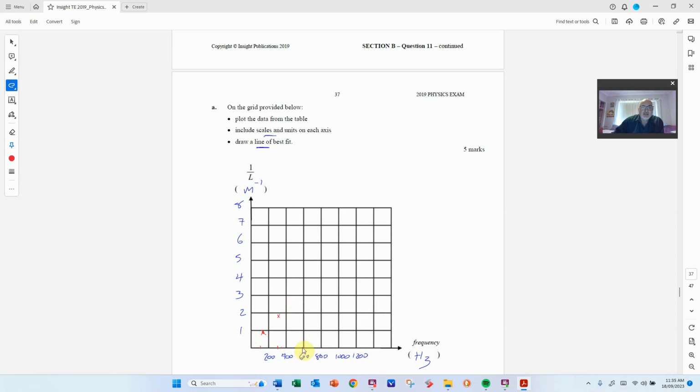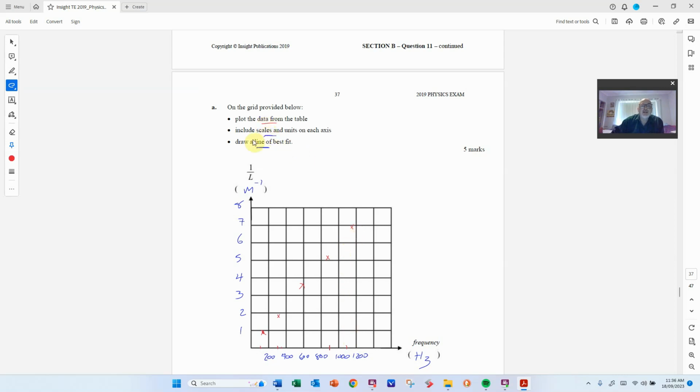Then 587, so that's close enough to 600 for this little rough diagram, gives us something around about there. Then we have 880 and 5.18, so that's somewhere around there. And then we get 1175, so that's 1100 and 3/4, 1175, and very close to 7. And that gives us our data.